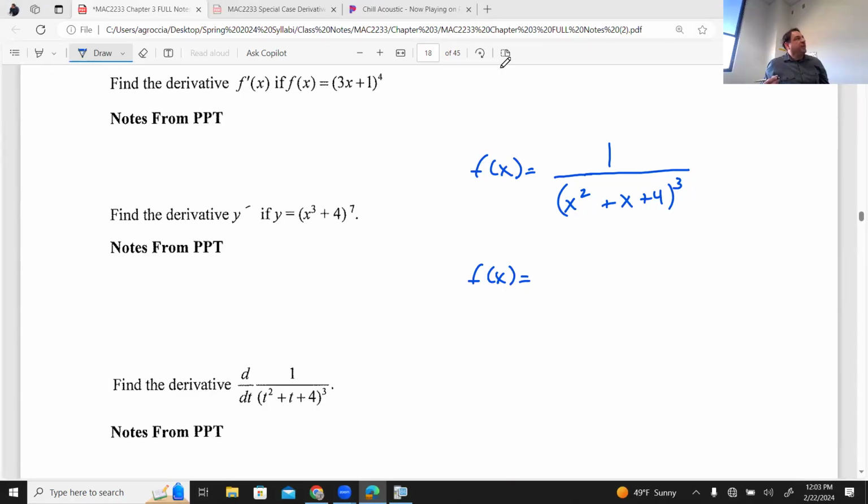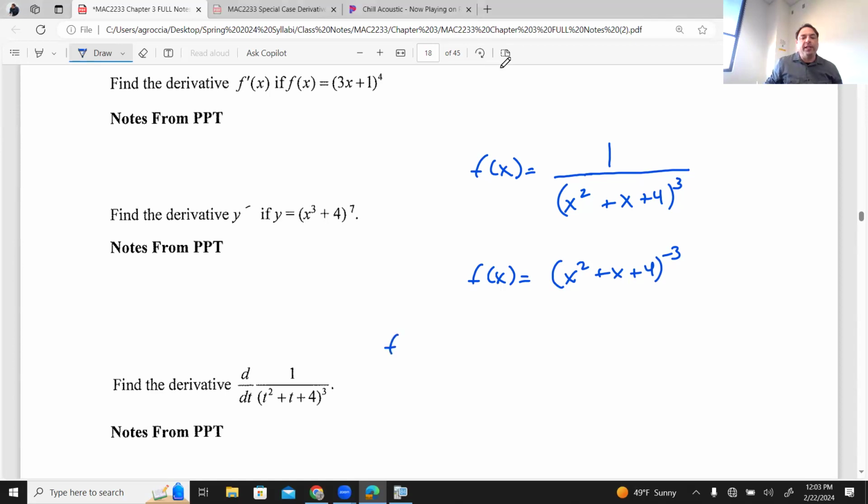Yes, you could do quotient rule. It's going to be kind of long, tedious. You'll be doing probably chain rule within quotient rule. It's going to be really long, or rewrite it. It's positive 3 in the denominator. If I move it up to the numerator, it's a negative 3. And then it's chain rule.